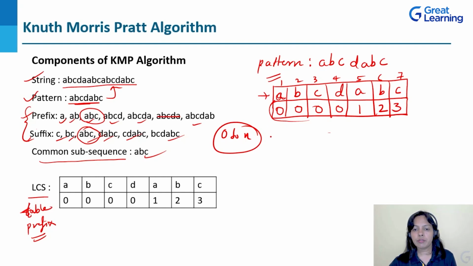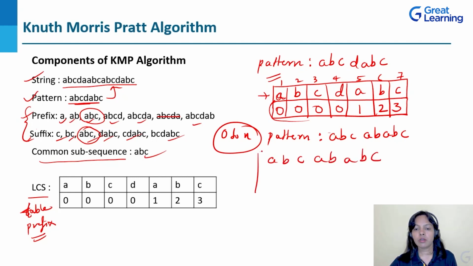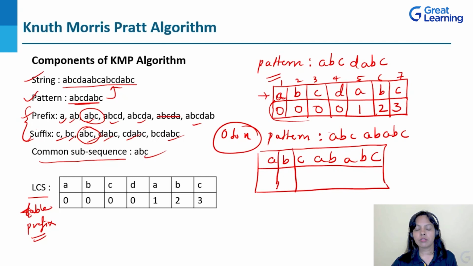Another example I would take again here to make it clear. The pattern is A, B, C, A, B, A, B, C. Let us construct the LCS or the prefix table for this. So A, B, C, A, B, A, B, C. It will be something like this. We'll construct the values inside this prefix table soon. Let me draw these lines.